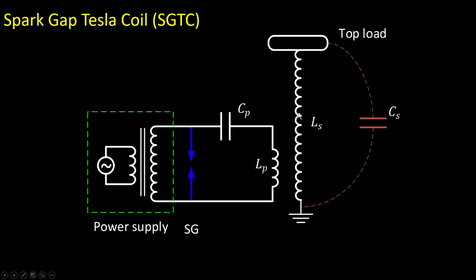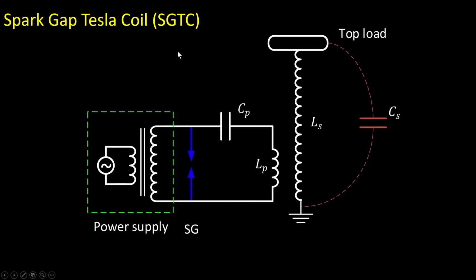So the inductance of the secondary coil together with the stray capacitance of the secondary coil creates a resonance circuit. The task for us is to match the resonance frequency of the primary circuit, these two, with the secondary circuit. Now this power supply, it is a high voltage power supply.